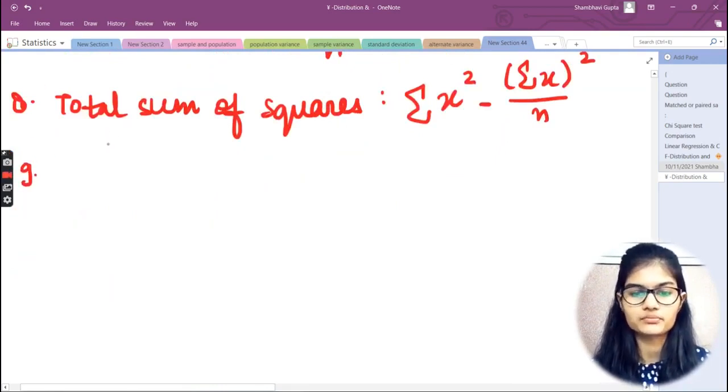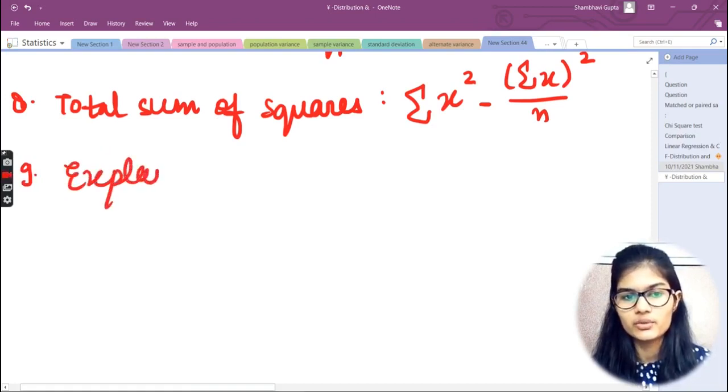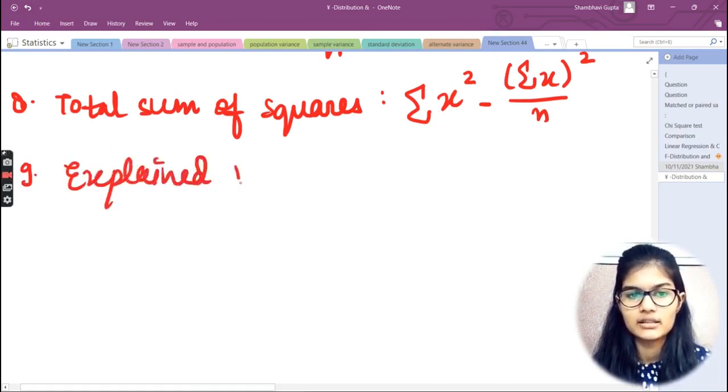Then now we have the explained variation. So it goes explained variation.